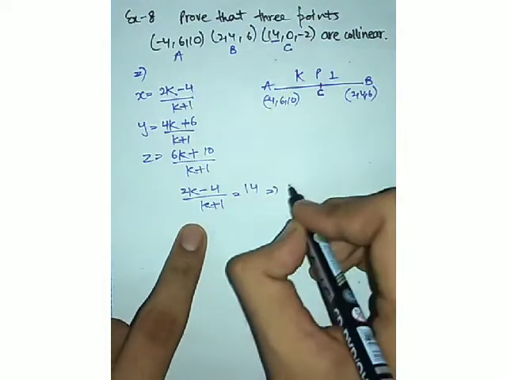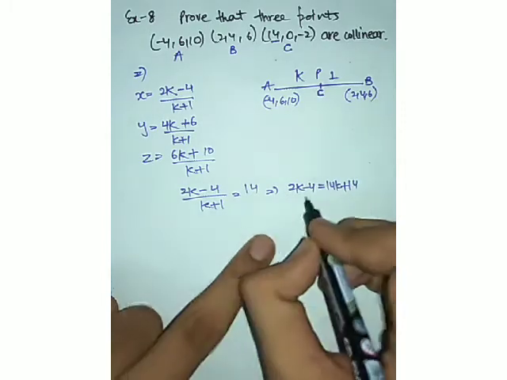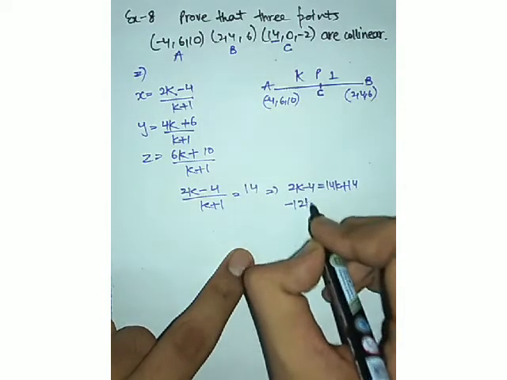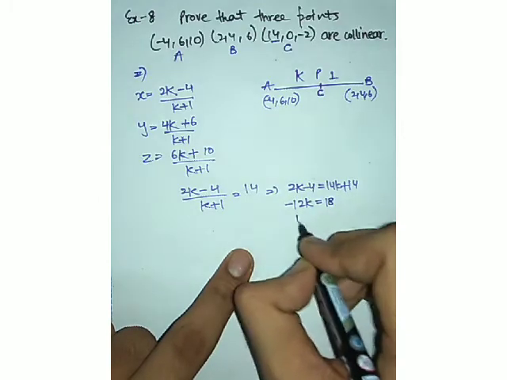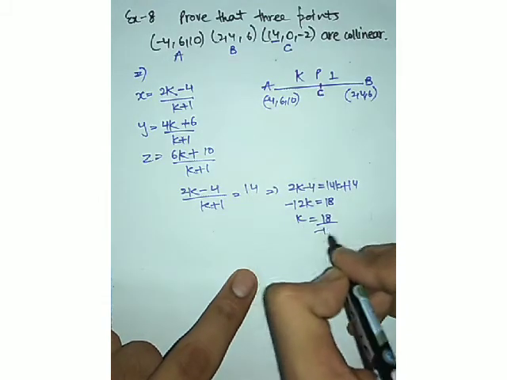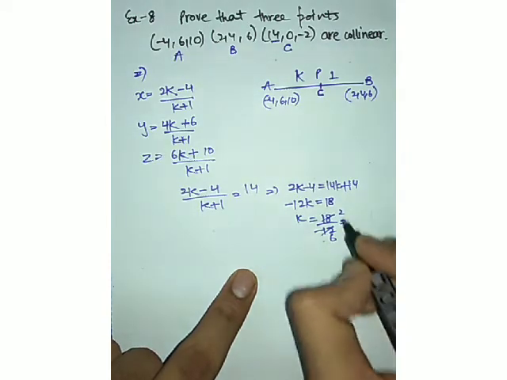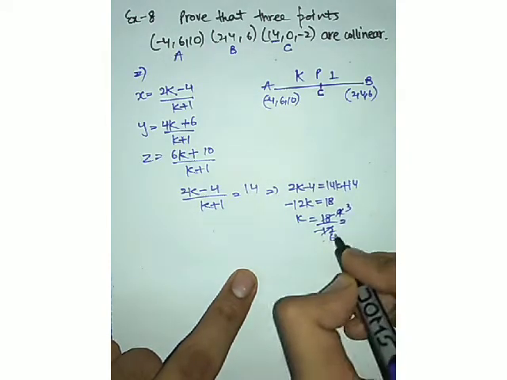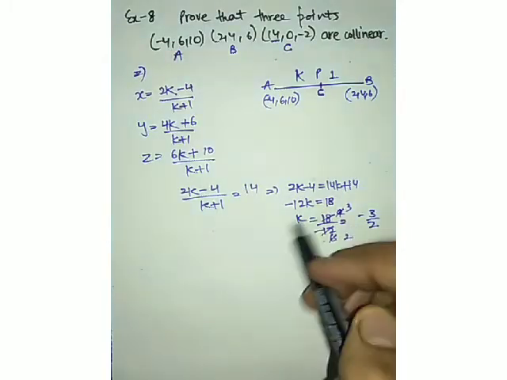What will you do? 2k minus 4 will be equal to 14k plus 14, 2k minus 14k, minus 12k, equals 14 plus 4, that is 18. So k will be equal to 18 upon minus 12. It means 2 9s are 18, then 6, then 3 3s are 9, 3 2s are 6. It's minus 3 upon 2. So the value of k is minus 3 upon 2.